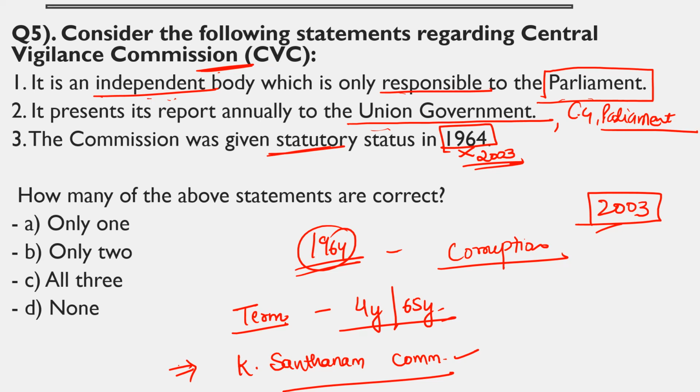So this is the important fact which you have to remember about the CVC. The CVC is always in news in some way or the other. Every time it is in news. So the CVC is very important. Apex vigilance body of India. Right? And it monitors all the vigilance activity under the central government. Vigilance means that they have to ensure clean and good administration. And it is not controlled by any ministry or any department. It is an independent body which is only responsible to Parliament. This statement is very, very important.